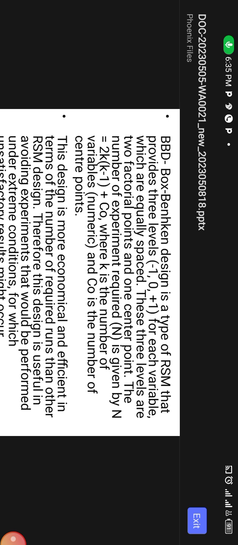When we have many factors like the one we have here, BBD will be the best option. BBD is equally useful in avoiding experiments that will be performed under extreme conditions for which unsatisfactory results might occur. Because we have only 3 levels, the number of runs will really be smaller, unlike the CCD that has 5 levels.